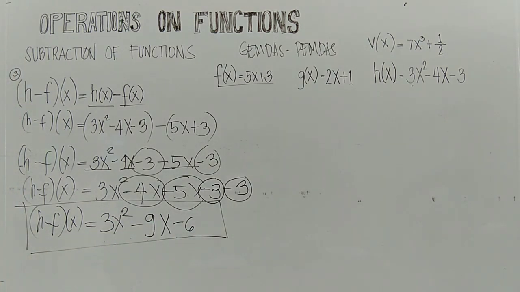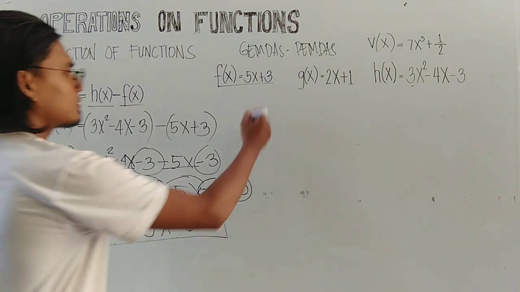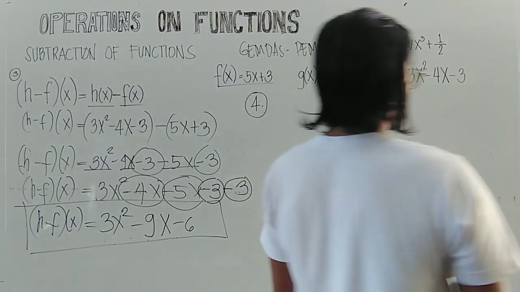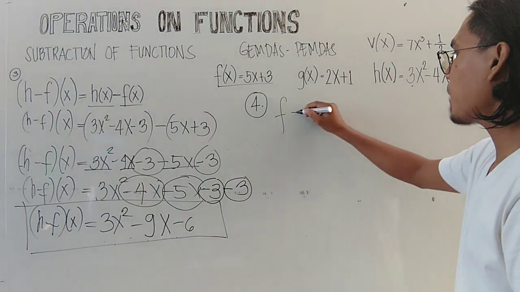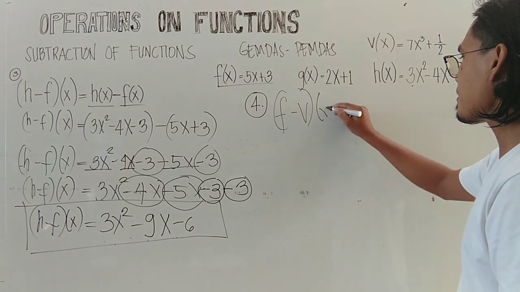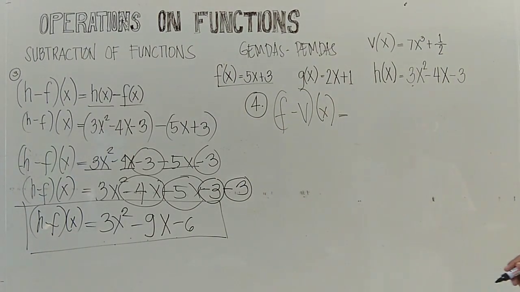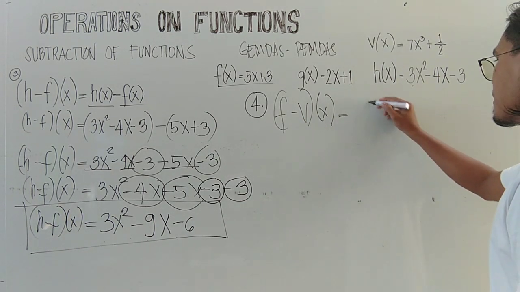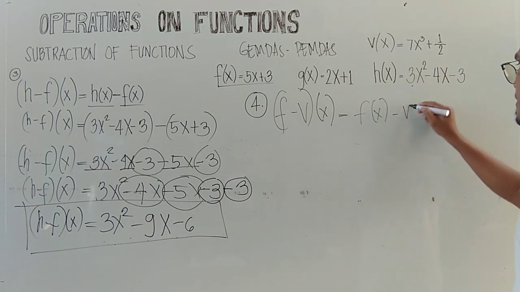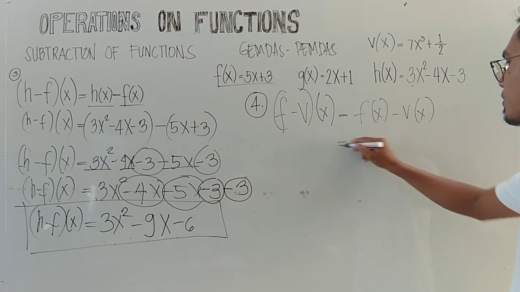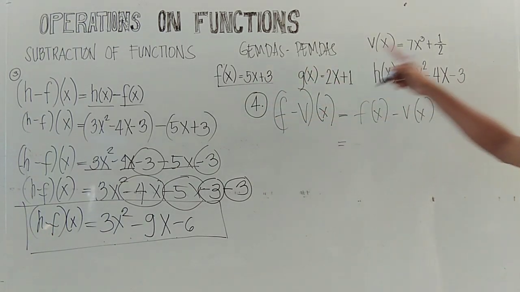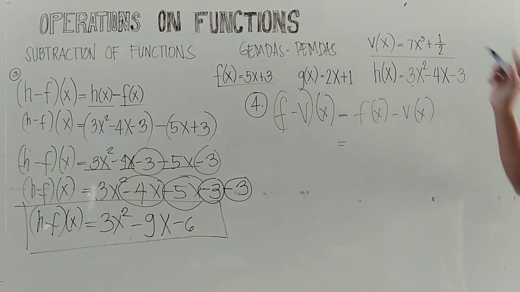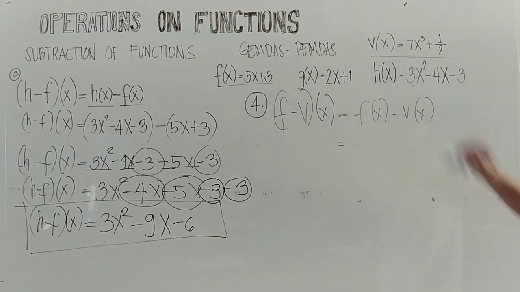Okay, so let us proceed to our next example. This will be your fourth example. So, assuming you need to solve f minus v of x. The difference between f and v of x is f of x minus v of x. Given on the board, we have f of x and v of x. This example is a bit harder, since we now have a fraction and a cubic term.